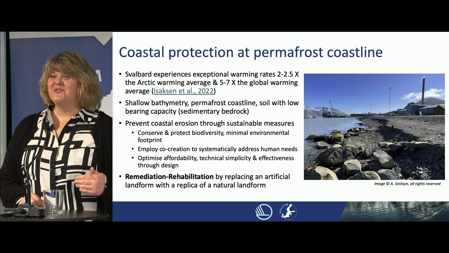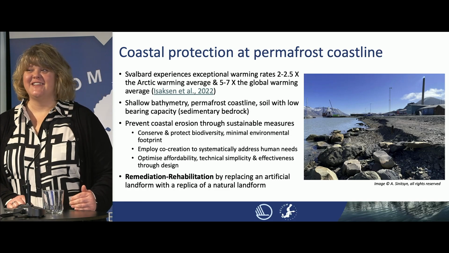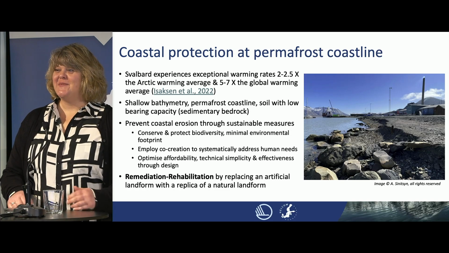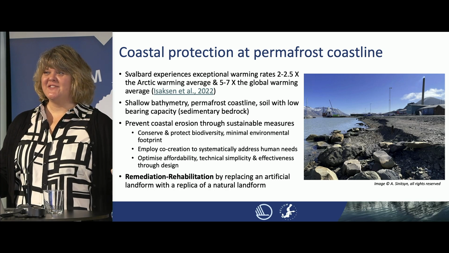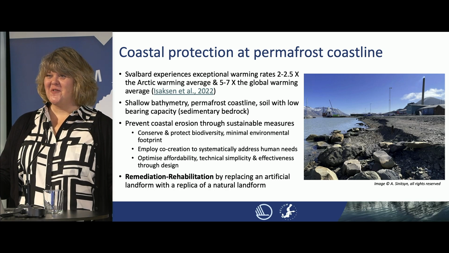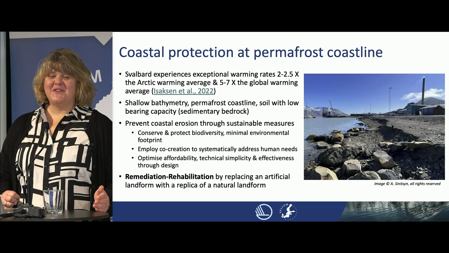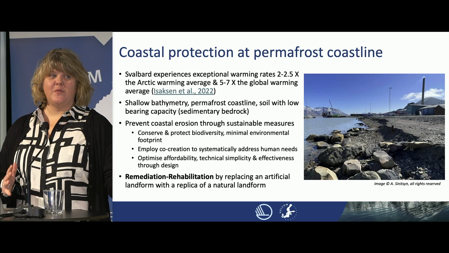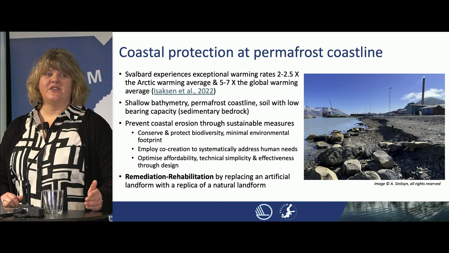And ultimately, we want to optimize affordability, technical simplicity, and effectiveness through design. So we want it to be cheap and work perfectly and be really adaptable to any environment. So simple, right? We are on the restoration continuum at the remediation rehabilitation phase on this coastal restoration.